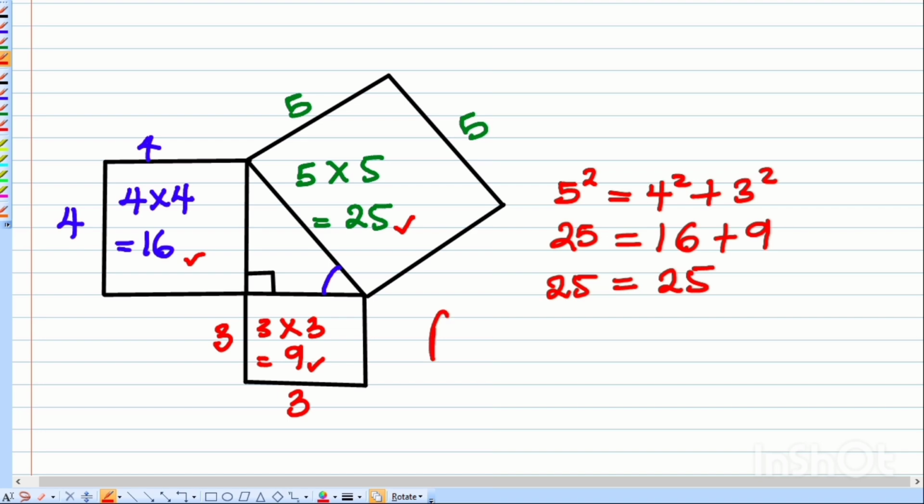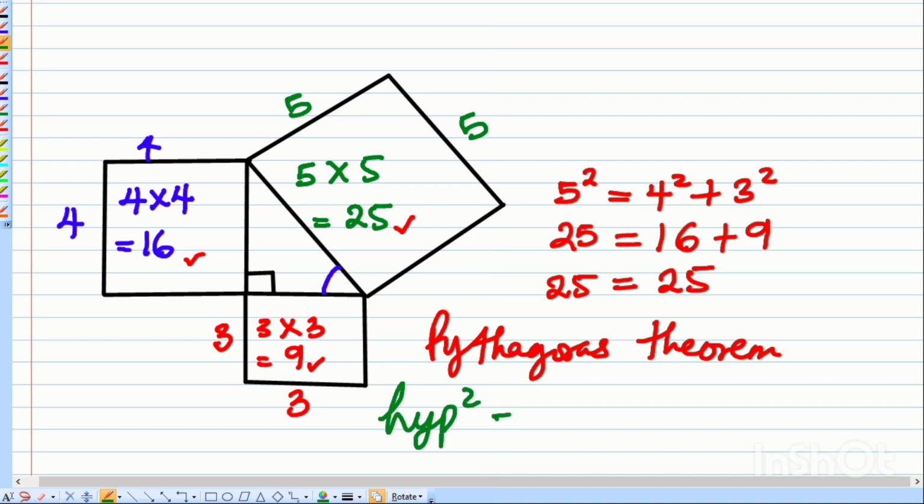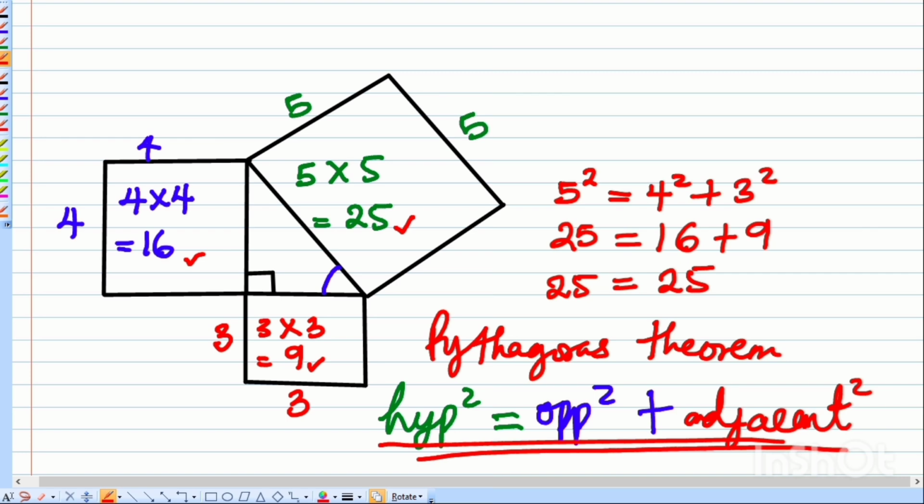So what the Pythagoras theorem states is simple: that the hypotenuse squared, remember this hypotenuse is still 5 units for this example, is going to be equal to the sum of the squares of the other sides. So that's the opposite squared plus the adjacent squared. So that right there is the Pythagoras theorem.